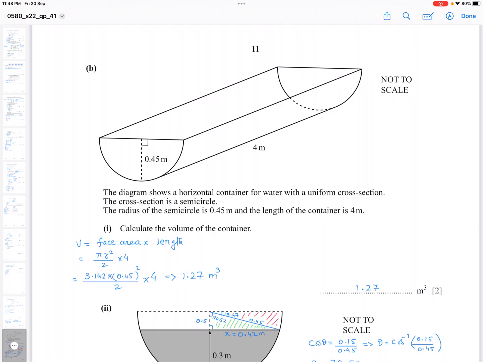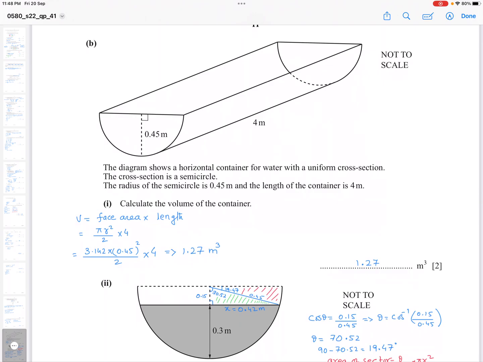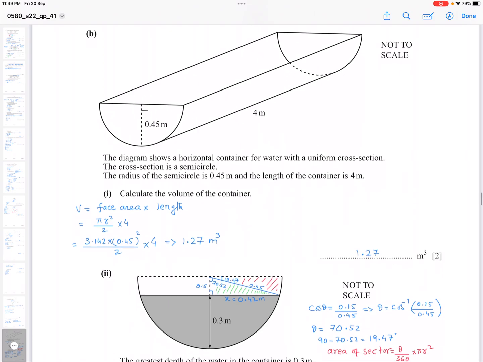So the formula for the semicircle is pi r squared. So your radius is 0.45, and square it. Solve it with the help of your calculator. You get 1.27 cubic meter. This is your answer for the first part.